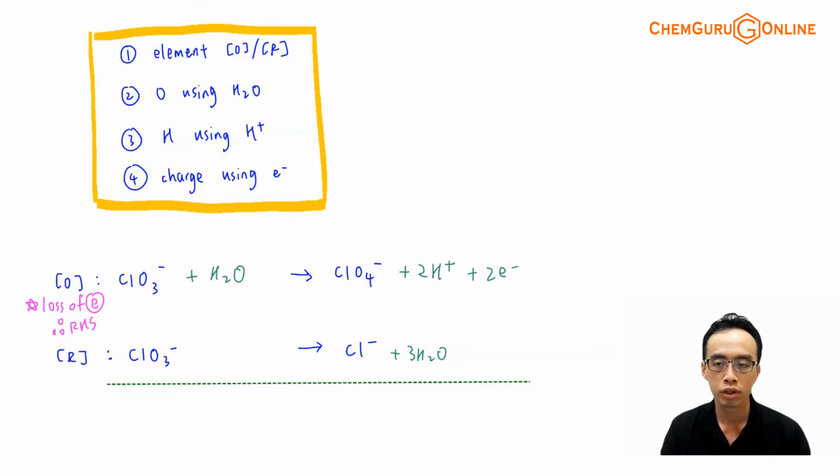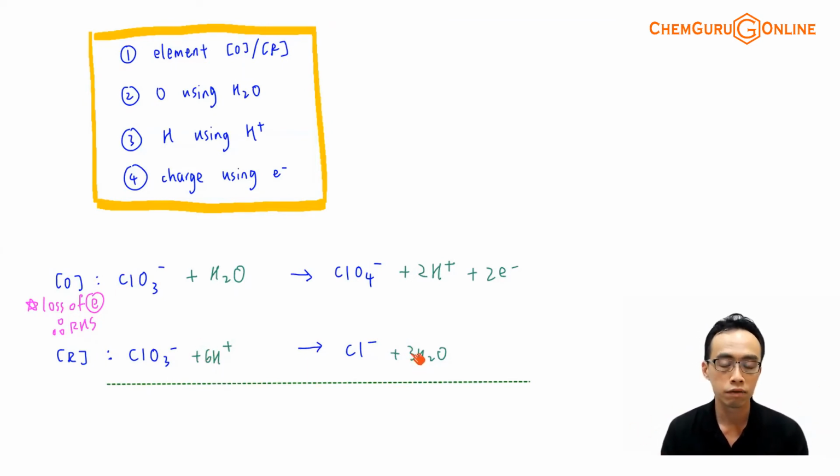After that, step number 3, balance hydrogen using H+. On the right hand side, I have now 6 hydrogen. I need to put 6 H+ on the left hand side to keep the equation balanced, or to balance the hydrogen. Then finally, balance charge using electron. You notice now on the left hand side, I'll have overall +5 charge, -1 from ClO3- and +6 from your 6 H+. Left hand side, it is a +5 charge. Right hand side, it is a -1 charge.